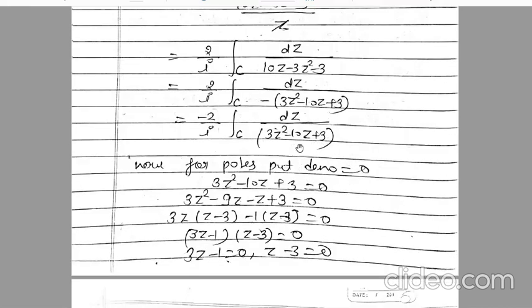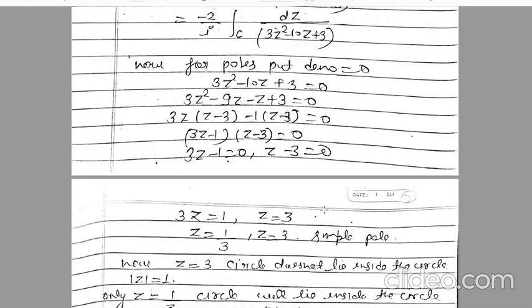So it is very easy to calculate our poles, because in theta form we cannot calculate our poles, but now we can calculate our poles. So for the poles, put denominator equal to 0. This will be our previous topic, Cauchy residue theorem topic. So just find poles from here.